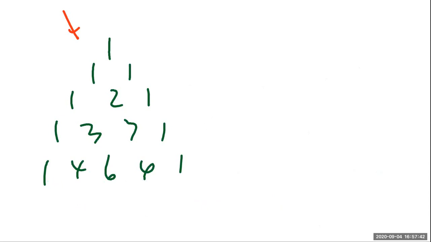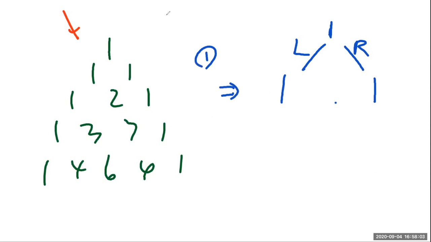Let's think about this one. First, you stay at the original point, right? You can go left or right. How many chances do you have to go right? 1. How many chances to go left? 1, right? So if you go left or right once, you have 2 possible cases: one goes to the right, one goes to the left.